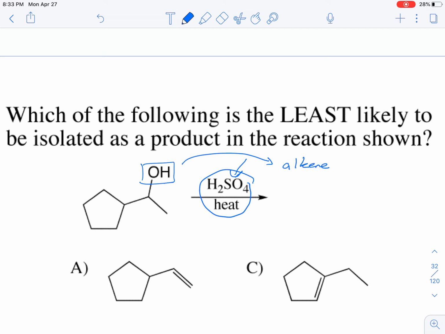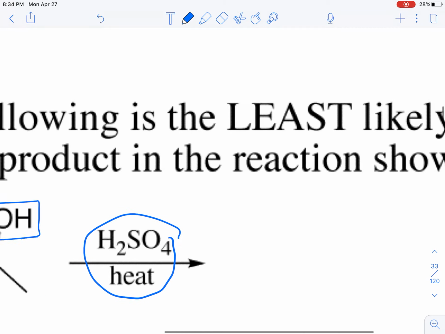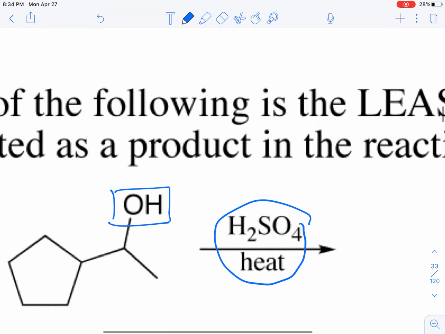In chapter 11, you guys learned how to do the reverse: alkene to an alcohol using the same reagent. All right. And so what we're going to do is look at this structure and predict what the major product is. If we know what the major product is, then we can deduce which one is the least likely to be isolated as a product.